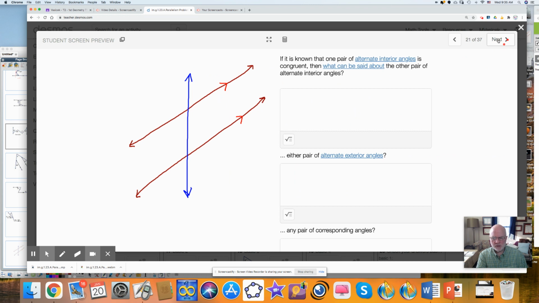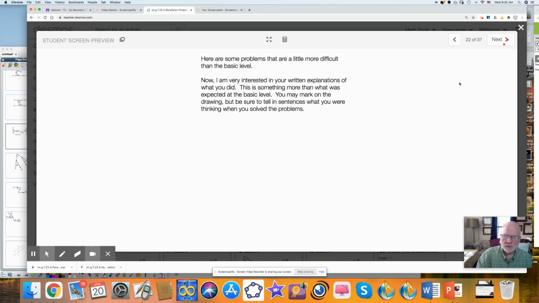If it's known that alternate interior angles are congruent, what can be said about the other pair of alternate interior angles? What about alternate exterior angles? What about any pair of corresponding angles? So here are problems that are a little bit more difficult, and I'm very interested in your explanation. So it's not just a matter of solving the problem.